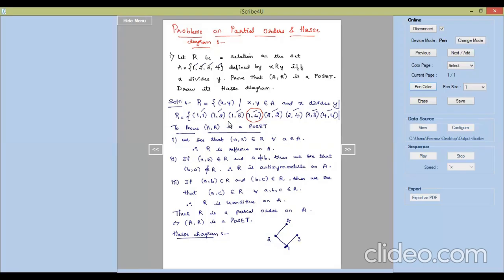Okay. Now the leftover ordered pair, which I had circled, that is 1, 4. I need not draw an edge explicitly from 1 to 4 because of the transitivity property. There is an edge from 1 to 2. There is an edge from 2 to 4. So 1 to 4 is obvious. So we will not draw it explicitly and show it in the Hasse diagram. It is one of the conditions that we learned in the Hasse diagram.